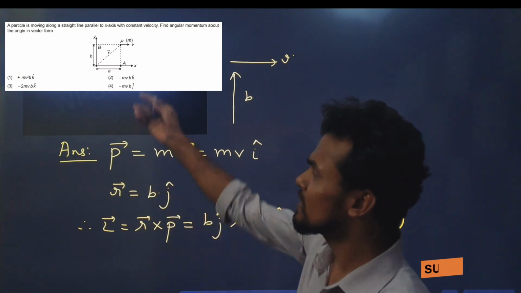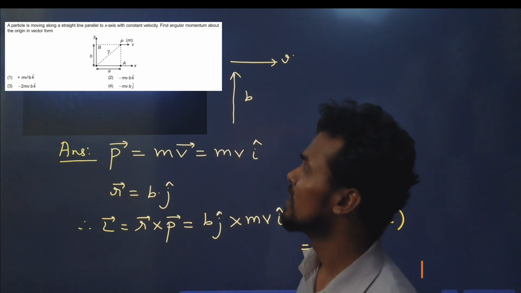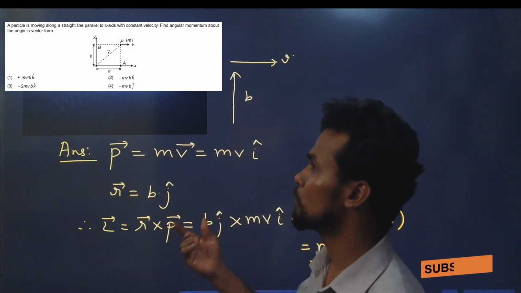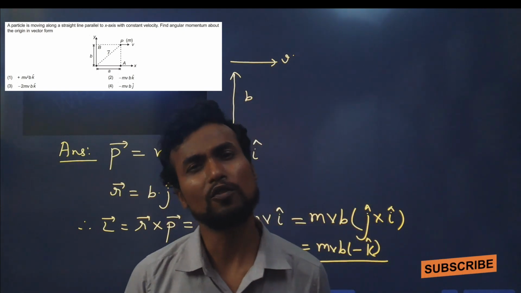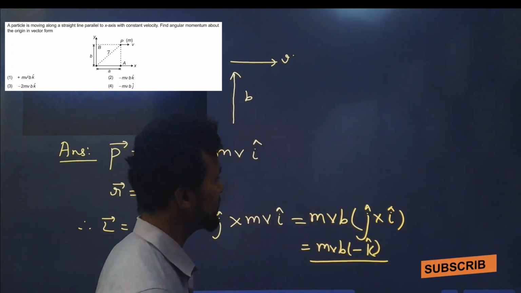Even there you can use the same concept, P into R perpendicular. P is mv and R perpendicular is b. So the magnitude we can get directly as mvb, but for the direction we can solve in vector form also, no problem. Now let's move to the next one.